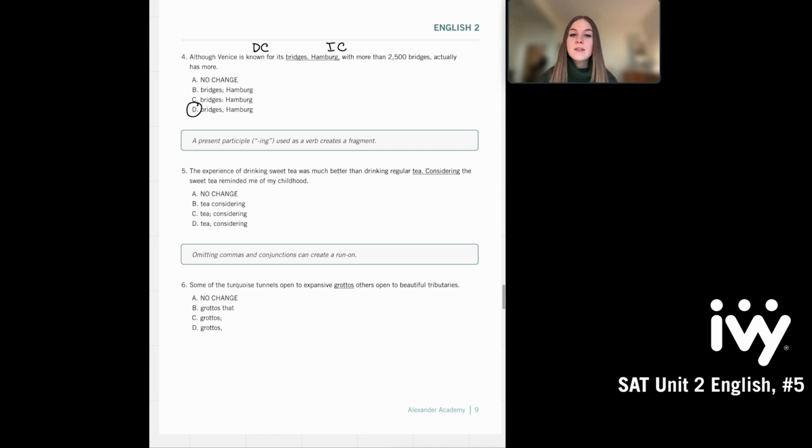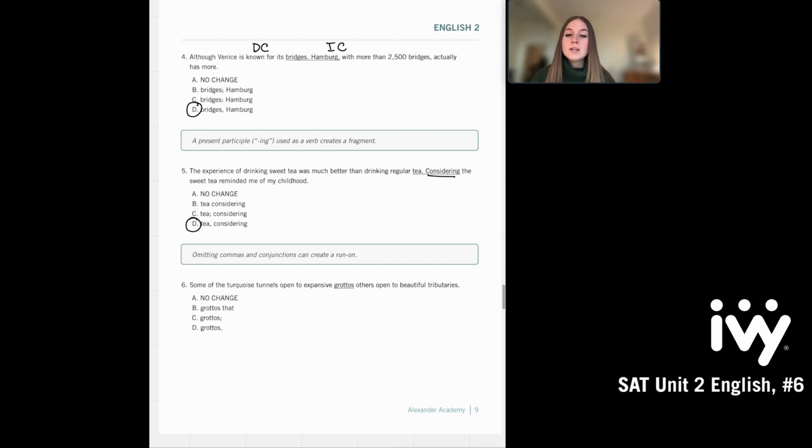Number 5, the experience of drinking sweet tea was much better than drinking regular tea. Considering the sweet tea reminded me of my childhood. Here, the second phrase is not a full sentence because we begin with this present participle form of the verb. Therefore, we should choose D, which combines the two.